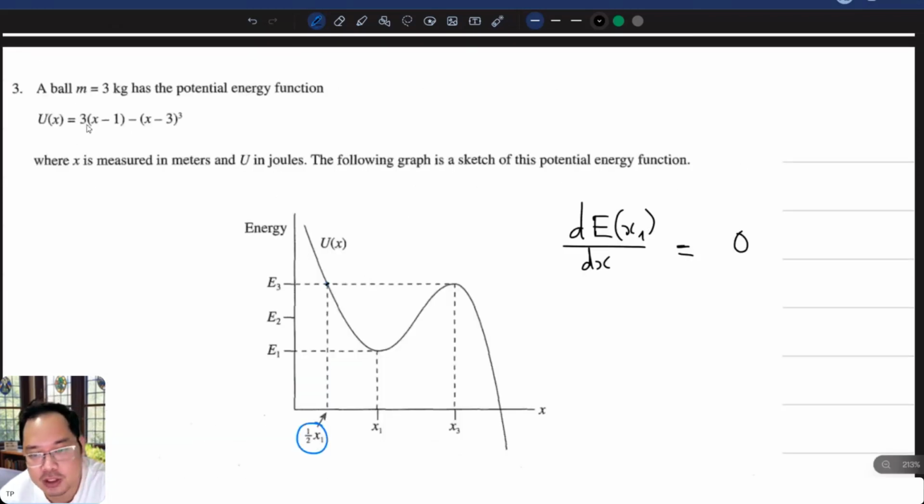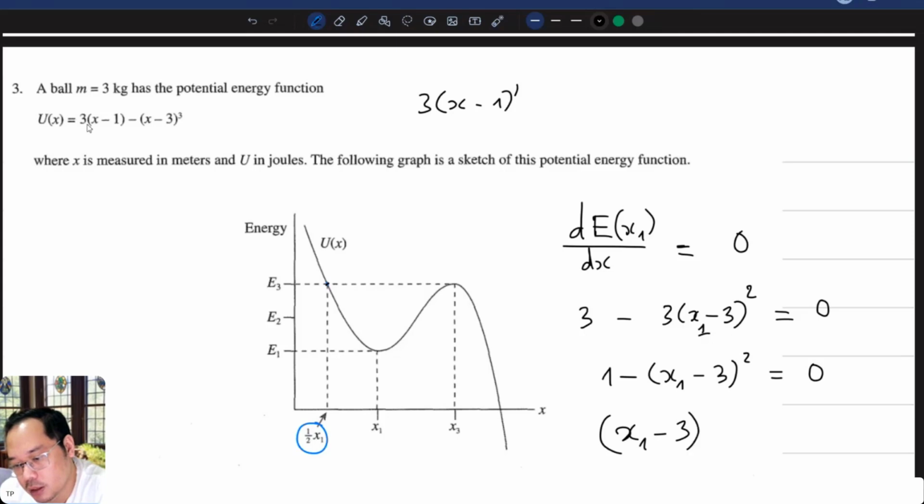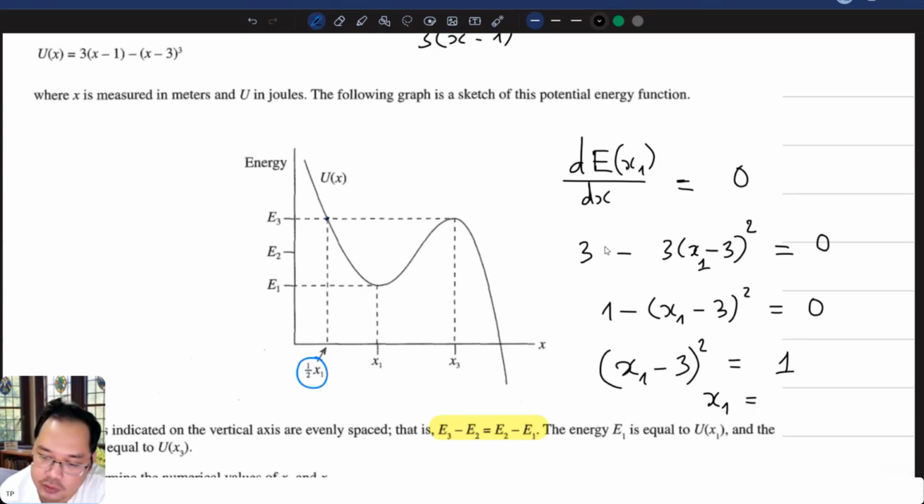Okay, the derivative of this thing is equal to 3 times (x minus 1), derivative is 3, and then minus 3 times (x minus 3) squared, times the derivative of x, which is 1. So just simply like that. This thing equals 0 at x1. We can divide by 3 on both sides. So 1 minus (x1 minus 3) squared equals 0, meaning (x1 minus 3) squared equals 1. So x1 is 4.